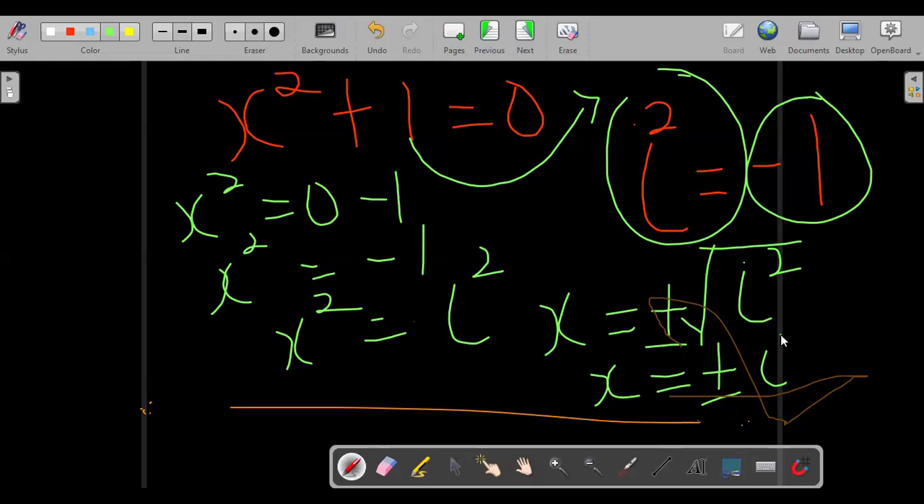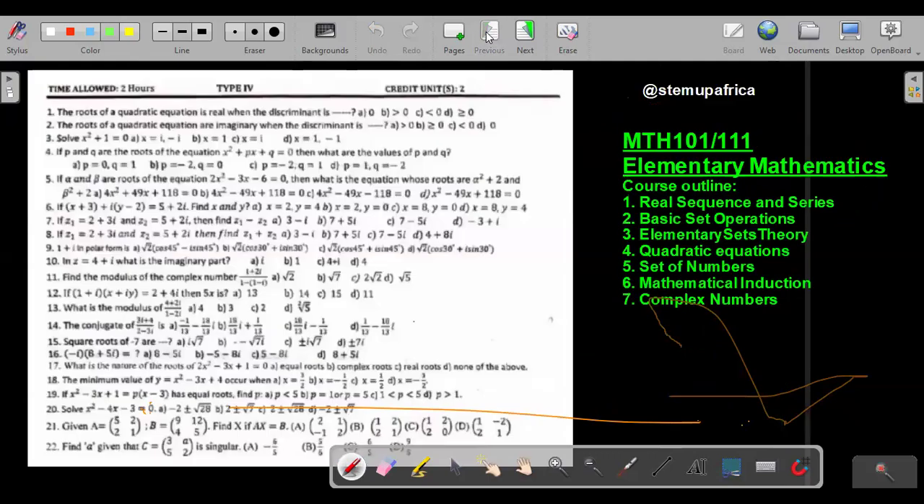So let's see from the options which of them is correct. You can see x is either plus i or minus i, which happens to be option A. So I hope that is understood. If you have any questions on what you have done so far, you are very free to ask before we proceed to question 4.